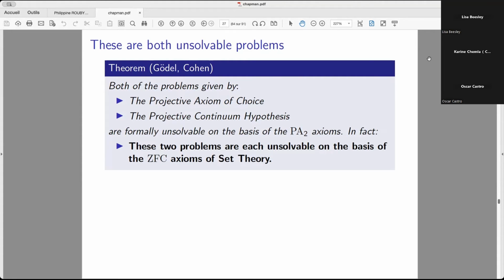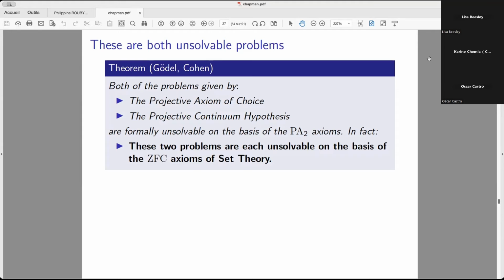Both the problems given by the projective axiom of choice and the projective continuum hypothesis are formally unsolvable on the basis of second-order number theory. In fact, they are unsolvable within the ZFC axioms of set theory. Now, I guess I should have said, why were these questions about the projective sets questions of second-order number theory? Well, remember the first way I defined the projective sets was logical definability in P of n. So the projective sets are definable classes in second-order number theory. And so these, in some sense, are questions of second-order number theory.